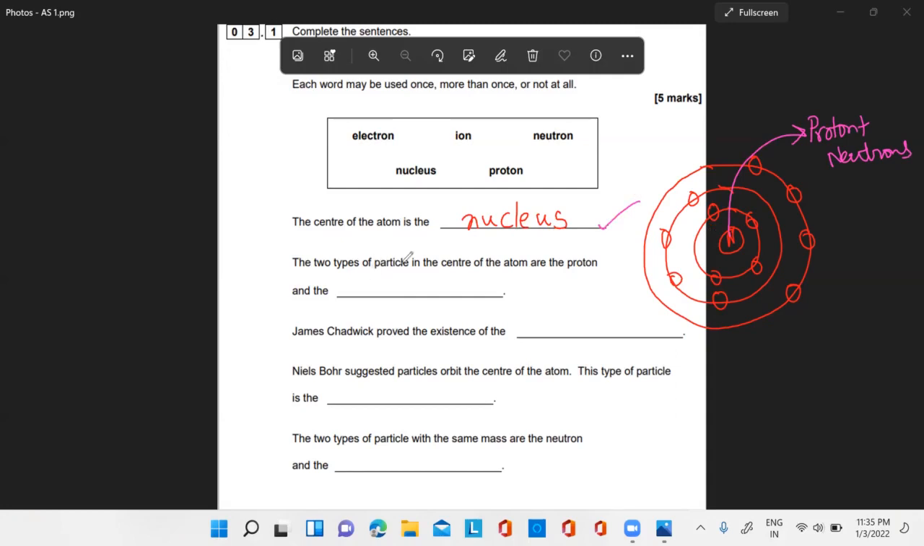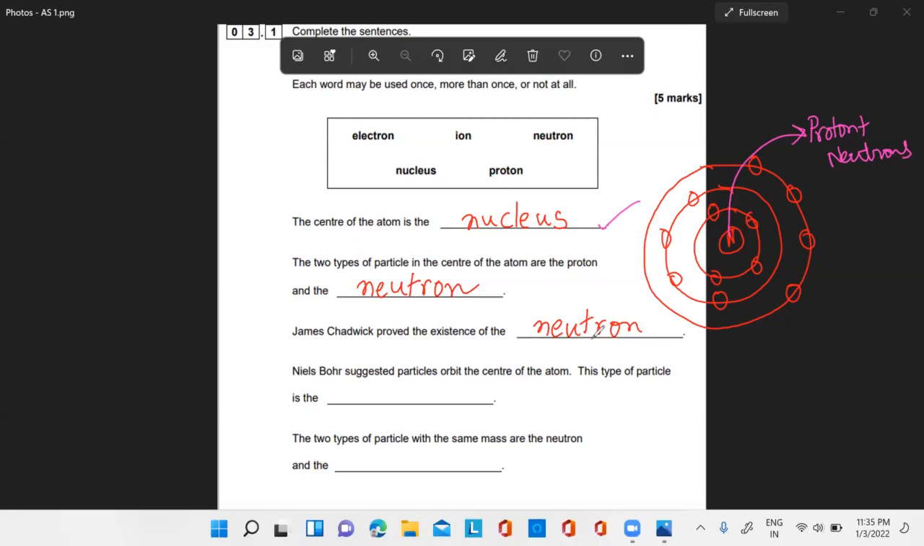The two types of particles in the center of the atom are the proton and the, yes, so it will be my neutron. Right? Okay, so James Chadwick proved the existence of, yes, it is neutron. As we all know, James Chadwick is a very qualified, great scientist who, through his experiment, proved the existence of neutron in the atomic structure. Next comes the next question.